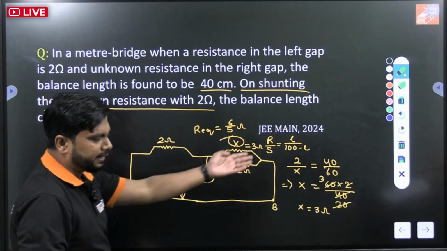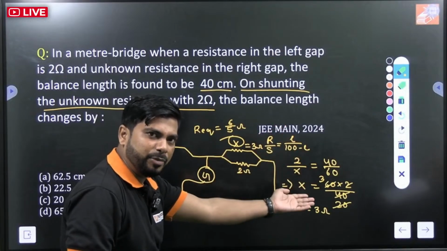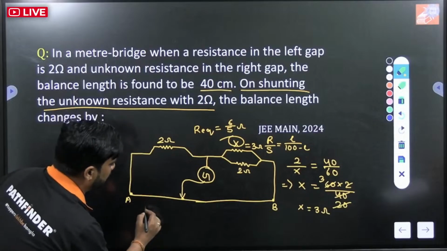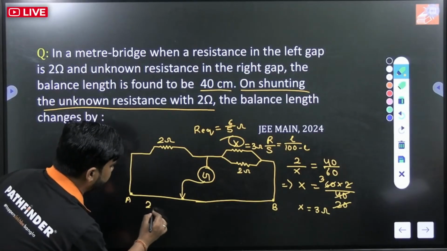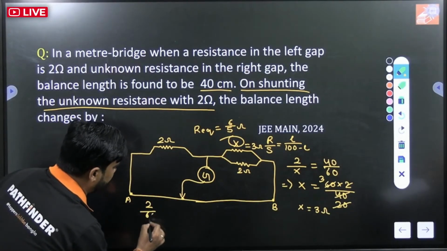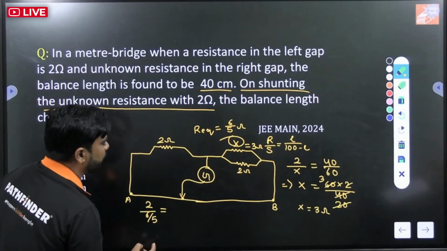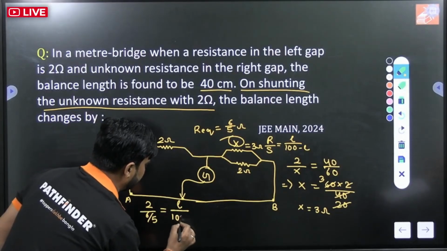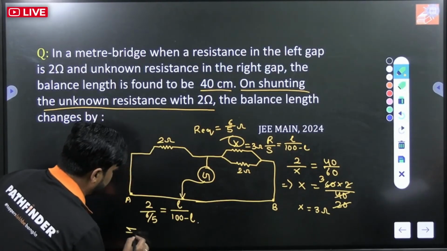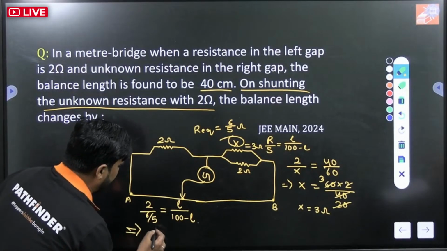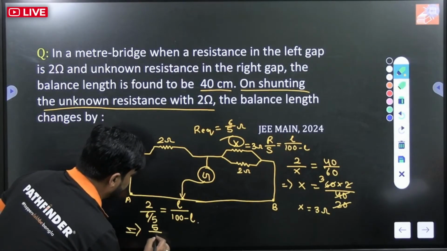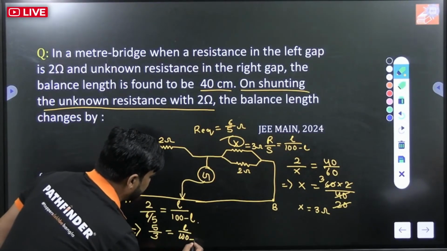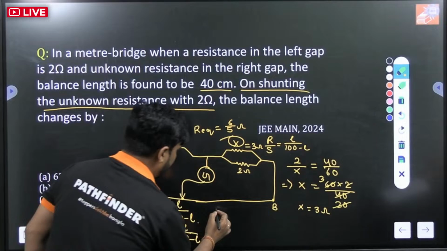Now again we will follow the same procedure, the same way we have to solve it. So can we say this one, 2 divided by 6 by 5, is equal to... we don't know the length, so let's consider the length as L and write 100 minus L in this. Is that correct? So the value that comes from here will be 5 by 3 is equal to L divided by 100 minus L.